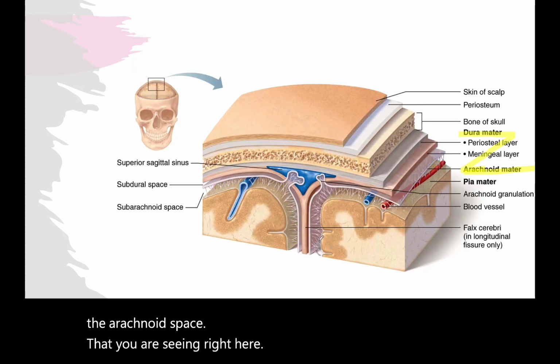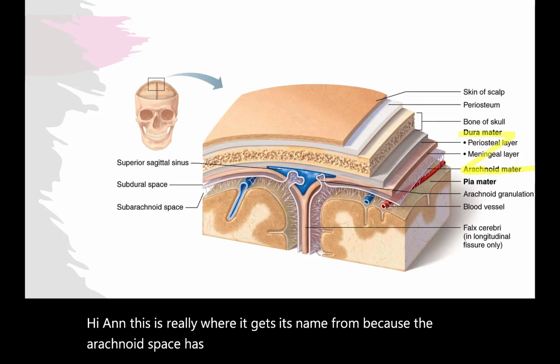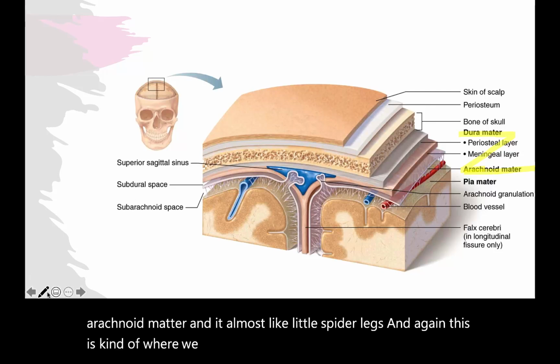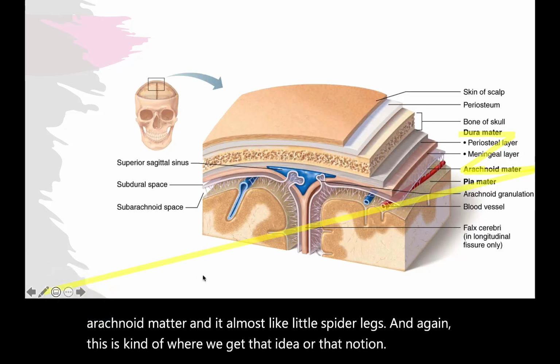And this is really where it gets its name from, because the arachnoid space has these extensions that come off of the arachnoid matter, and they almost look like little spider legs. And again, this is kind of where we get that idea or that notion of the arachnoid.